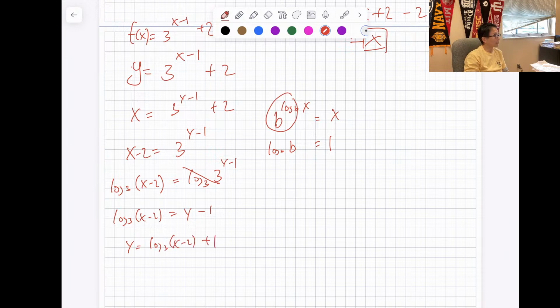Do you guys get that? Or f inverse of x equal to log 3 of x minus 2 plus 1. Is this okay? Yes. You can do the hard way if it makes it easier for you. It doesn't matter. Math, it doesn't really matter. Because if you do it this way, it's going to be 3 to the y minus 1 equal to x minus 2. So, oh, sorry, it's the other way.